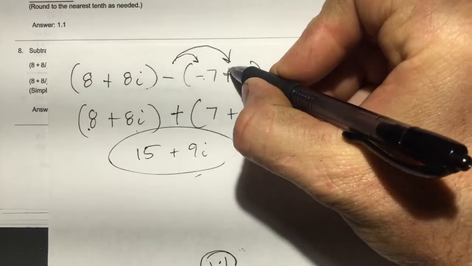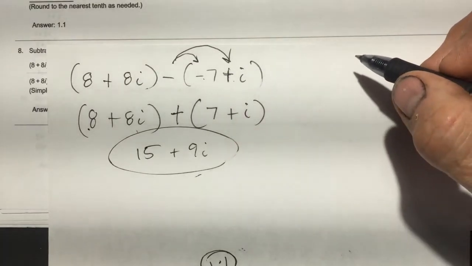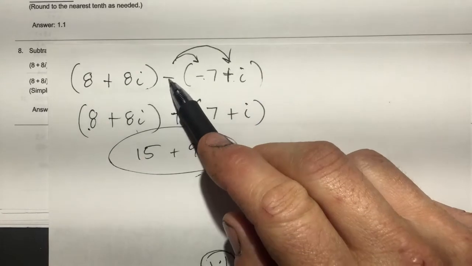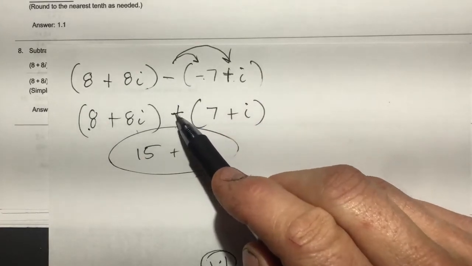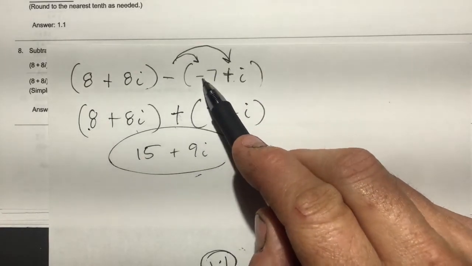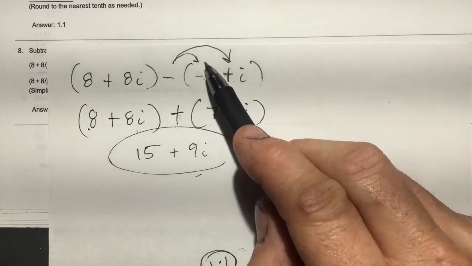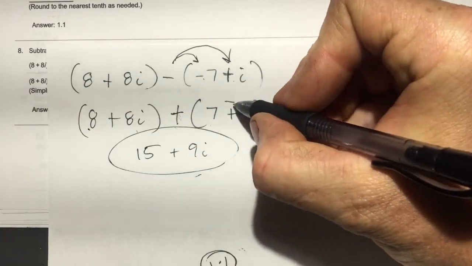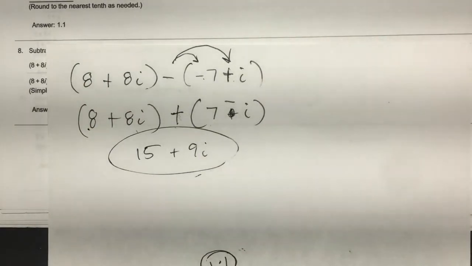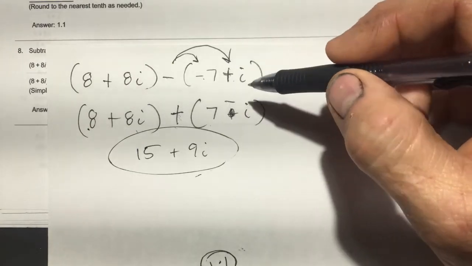Suppose this was a plus right there. Okay, so when I distribute that minus, this minus makes this a plus. It'll turn it into a +7, and then it would turn this into a -i. So if that was a plus, then that's what would happen.